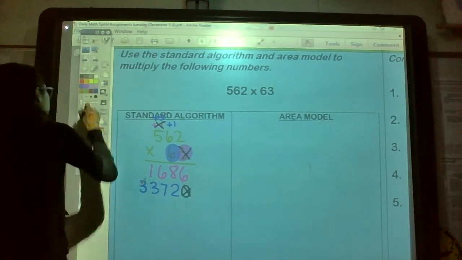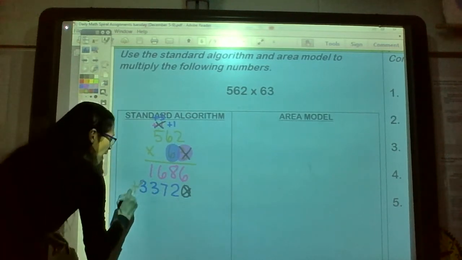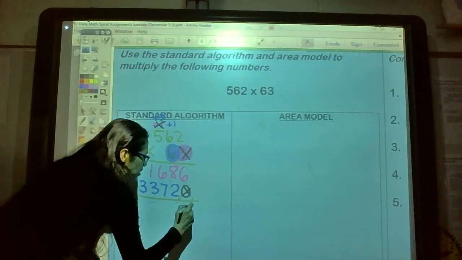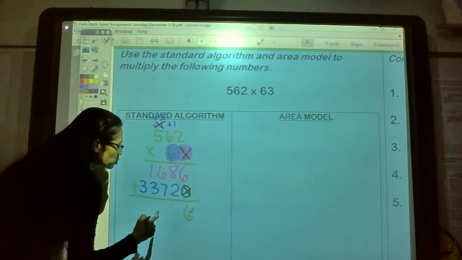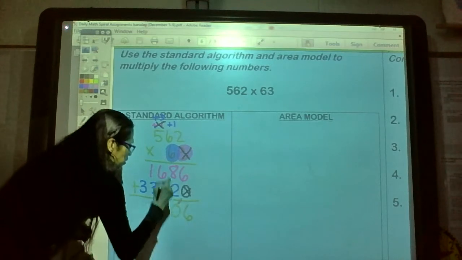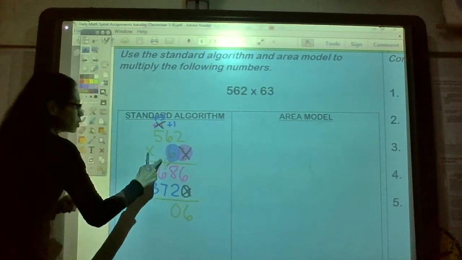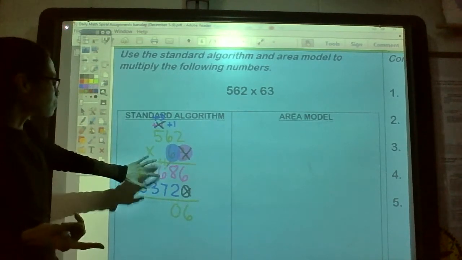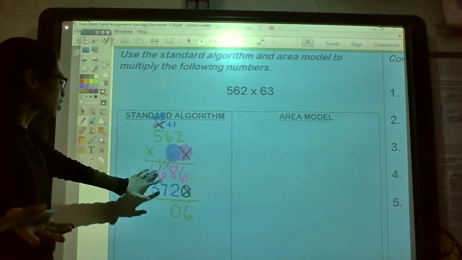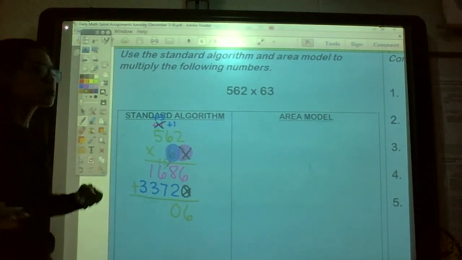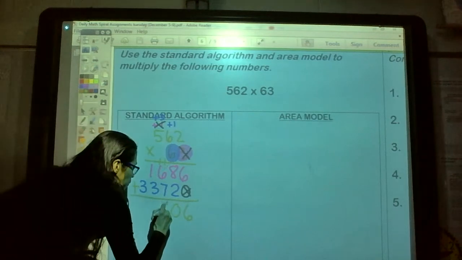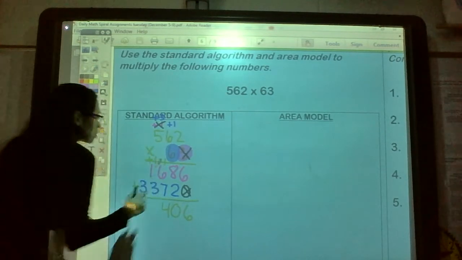We need to add them together. Help me add. 6 plus 0 is 6. 8 plus 2 is 10. Write the 0 plus 1 up top. 1 and 6 makes 7, and 7 more is 14. Or you can do 6 and 7 is 13 plus 1 is 14. Write the 4 plus 1 up top.